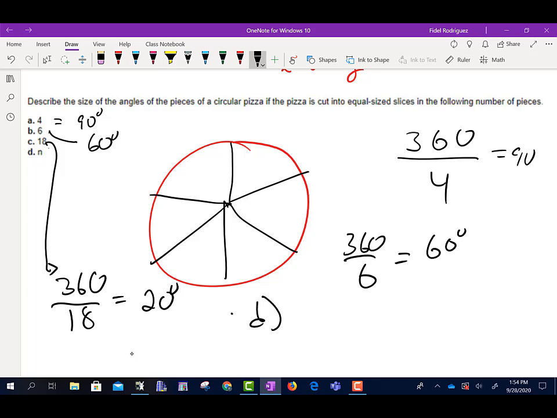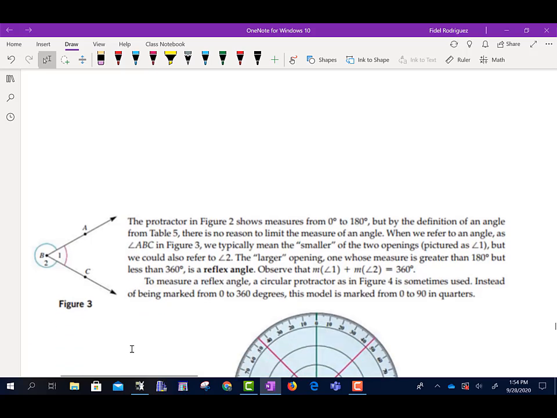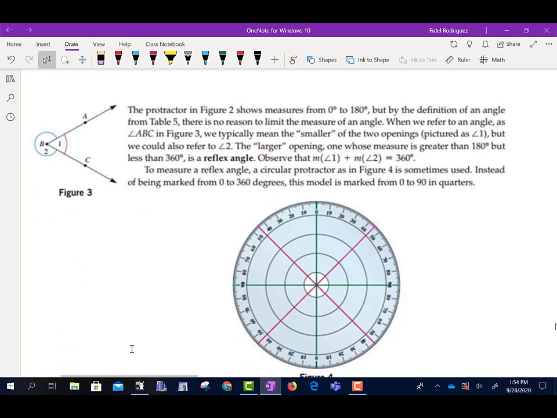And then for part D, again, what have we been doing each time? Taking 360 and dividing by the number of pieces. And I'm going to put it like this with a little degree sign there, right? All right.